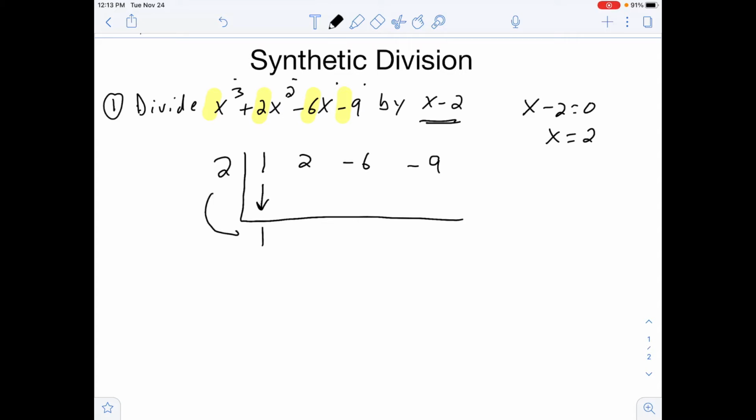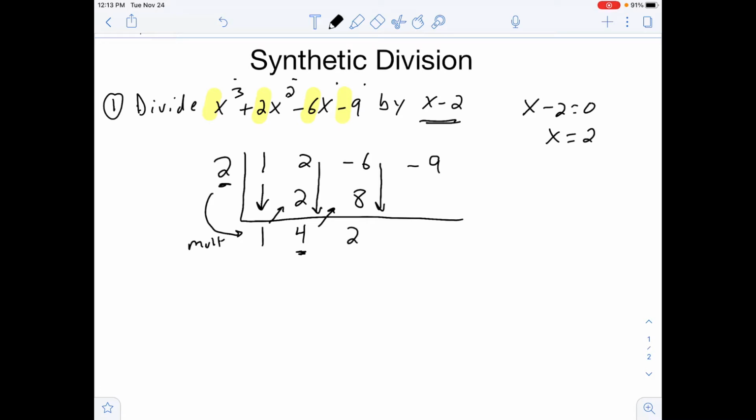Then we are going to multiply this number 2 by the 1, and that is going to go here. So 2 times 1 is 2. Then we are going to add down here. So 2 plus 2 gives us 4. Then we're going to repeat the whole process again. So 2 times 4 is 8, and that is going to go here. And then we're going to add that down. So negative 6 plus 8 is 2.